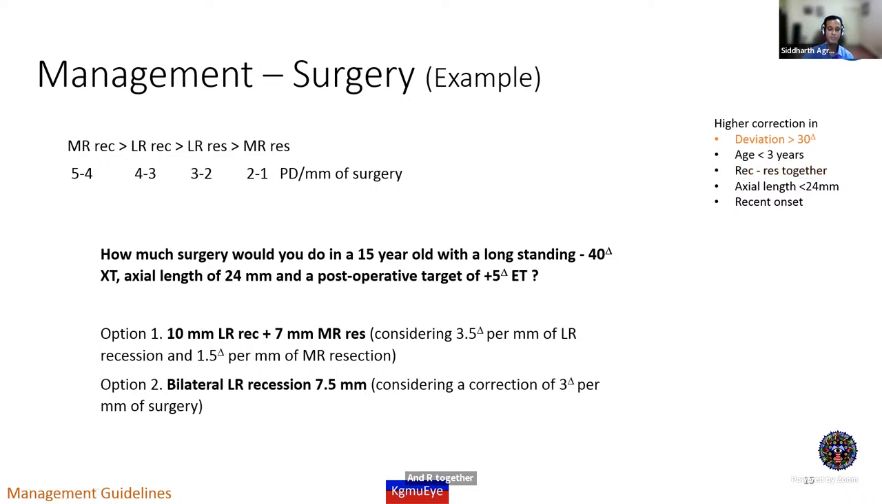As a second option, we could also perform a bilateral lateral rectus recession, but here I am expecting a correction of 3 prism diopters per millimeter of surgery on the lateral rectus, for the reason that only one of these criteria is being met, that we are dealing with a large deviation.